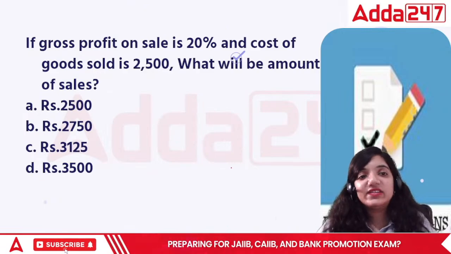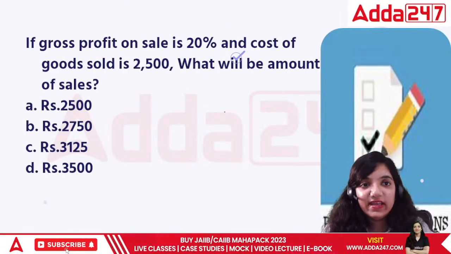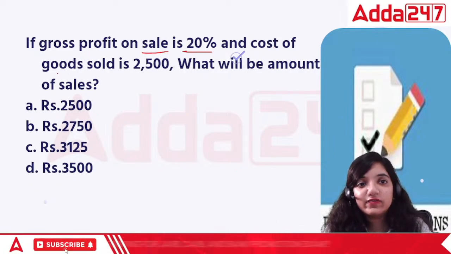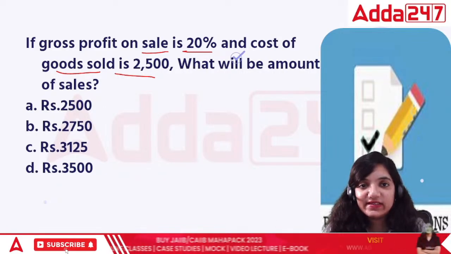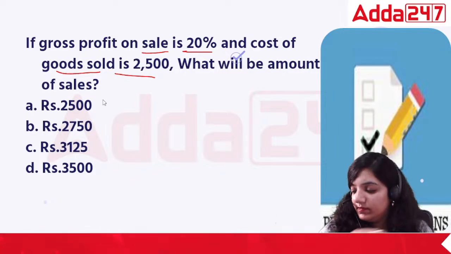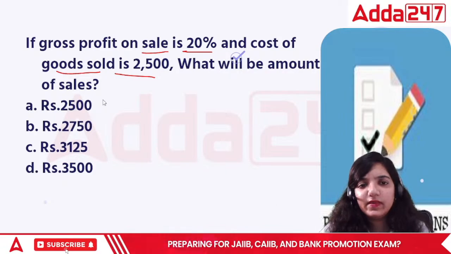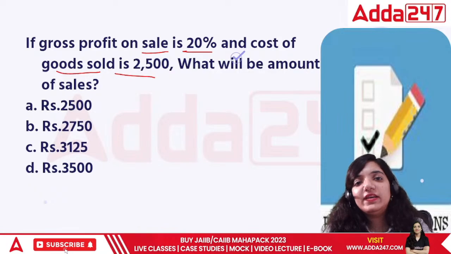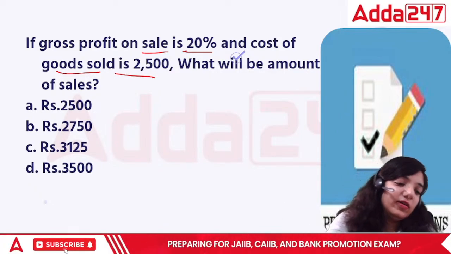Okay, here comes the next question. The question says, if the gross profit on sales is 20% and the cost of goods sold is 2,500, what is the amount of sales? Okay, now let's understand this term as well. GP is when we produce something, and when we are selling, we have NP or net profit.